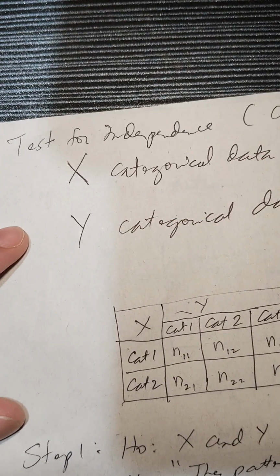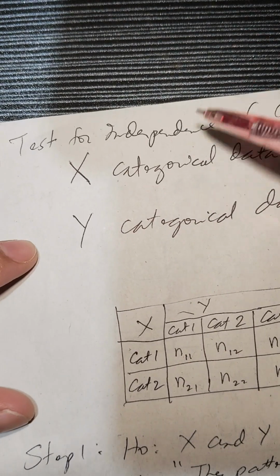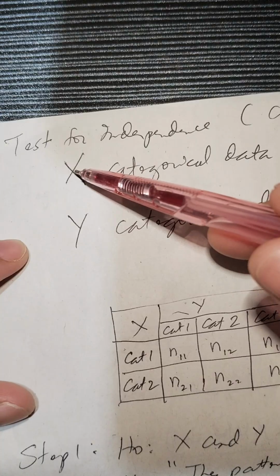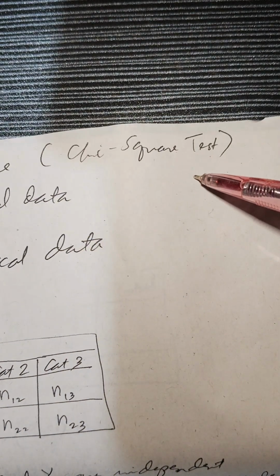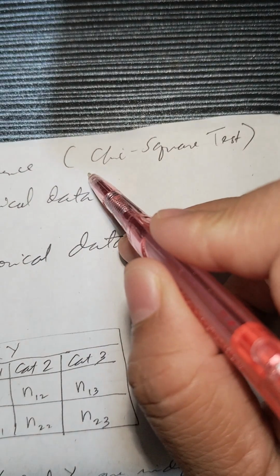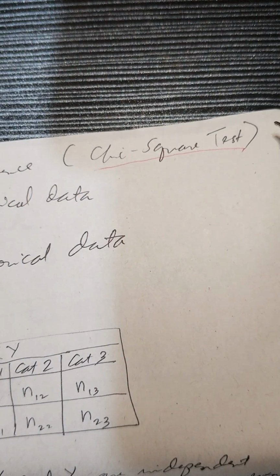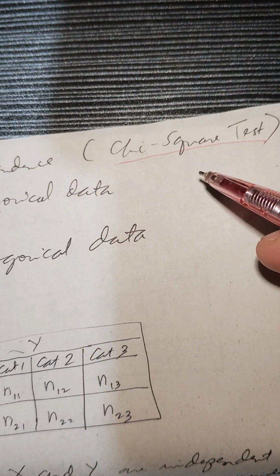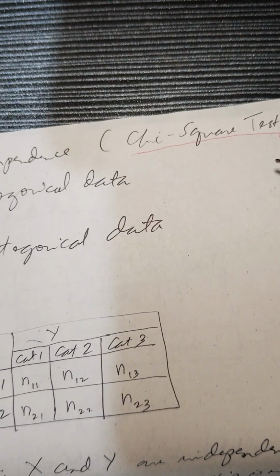Okay, let me explain to you the materials I sent to you. So, we are discussing here test for independence, specifically the chi-square test. You try to read about the chi-square test, the basics of it, because I'm going to illustrate to you how the chi-square test is done.